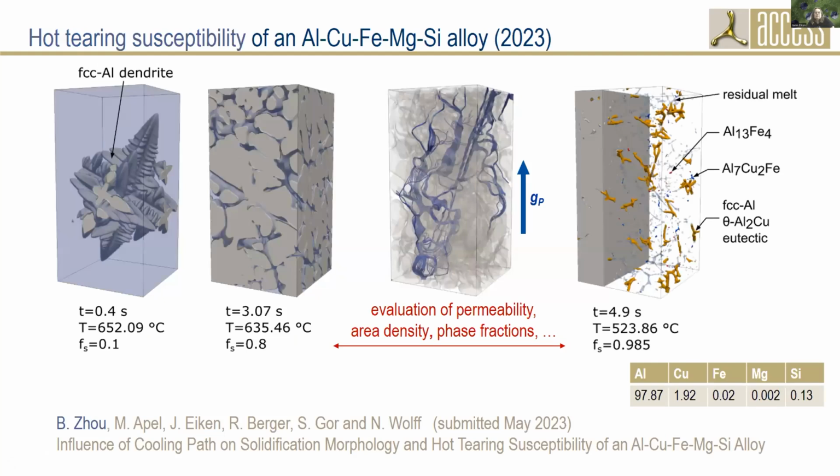Okay, this was a very old project, and now I want to jump to today. This is a very recent result. This is a complex aluminium alloy: aluminium-copper with iron, magnesium and silicon. This is work done by my colleague Bei Zhu, who is also in the audience. I hope I will present her work correctly, otherwise she has to complain.